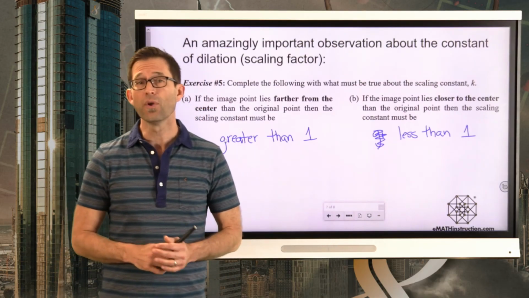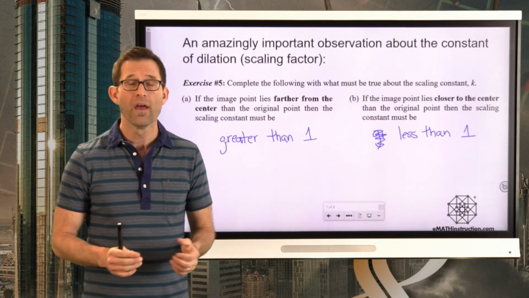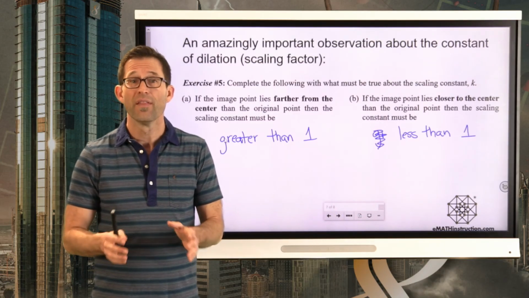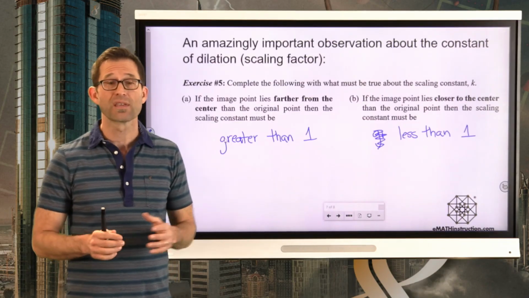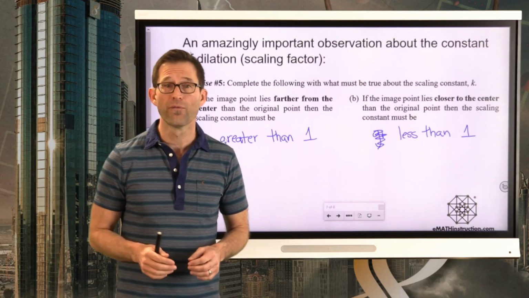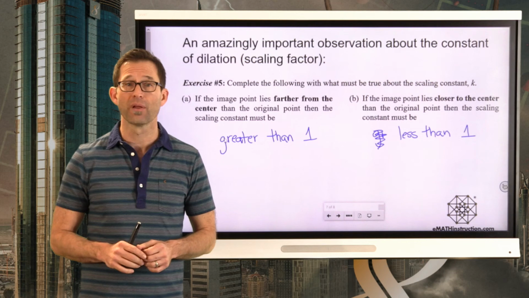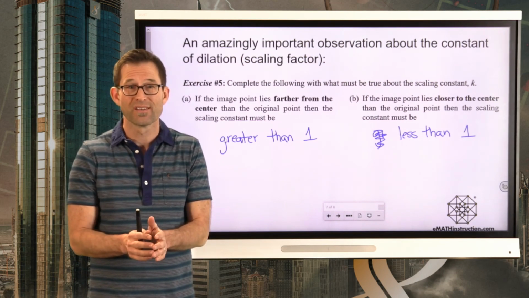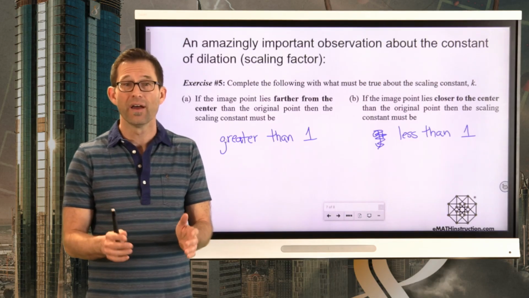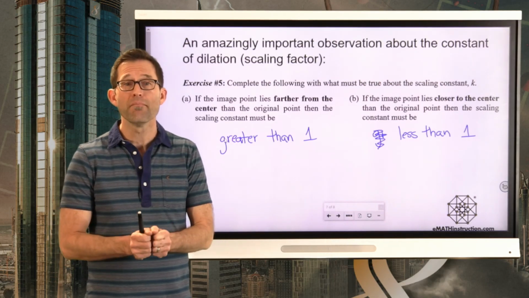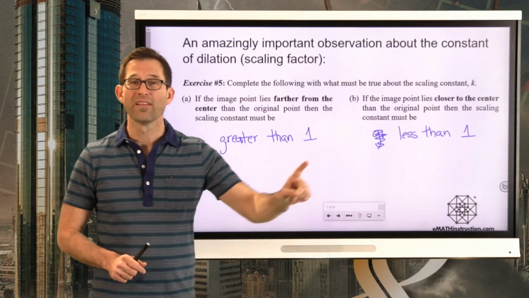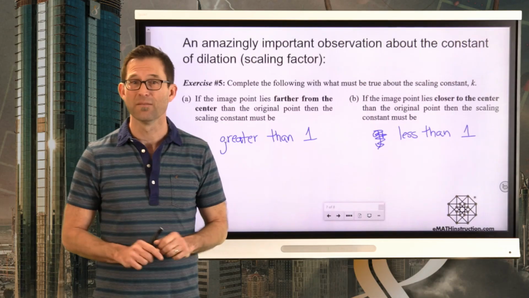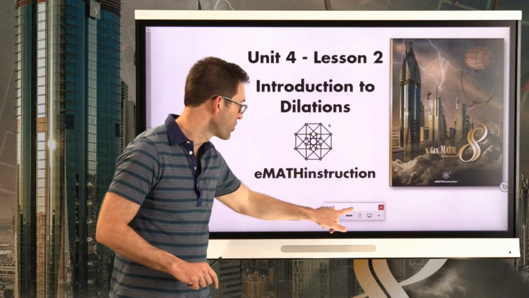But the plain fact is, if you have a scaling constant like 3, then everything is going to be triple the distance away from the center that it began. On the other hand, if you have a scaling constant like 1/2 or 1/4 or 1/3 or 1/10 or something like that, then all your points are going to be much, much closer to the center than where they began. Scaling constants greater than 1 means that things are getting bigger. Scaling constants less than 1 means things are getting smaller. And it's that simple. All right, let's summarize.